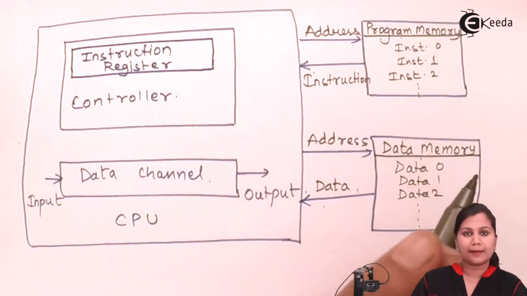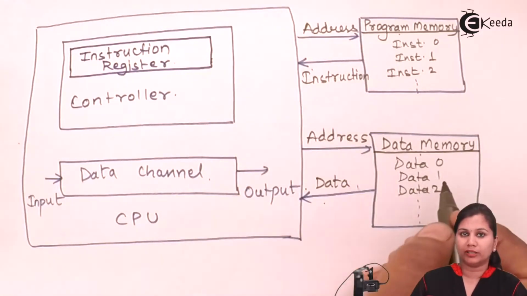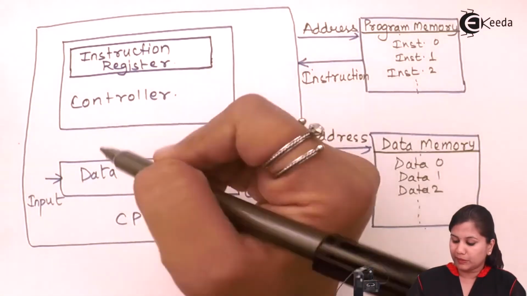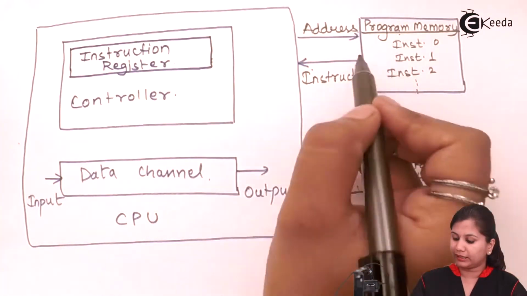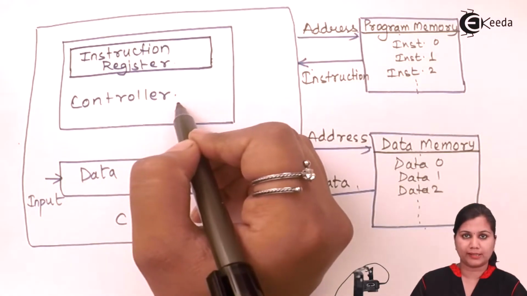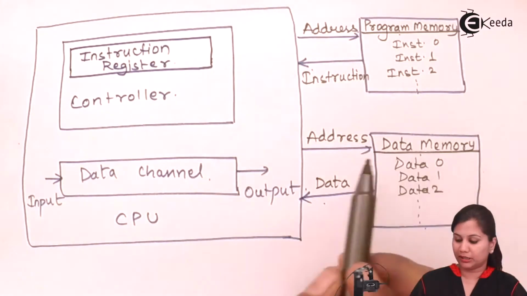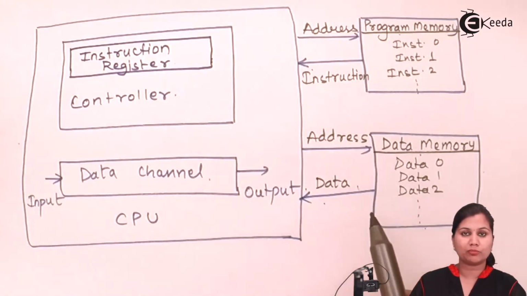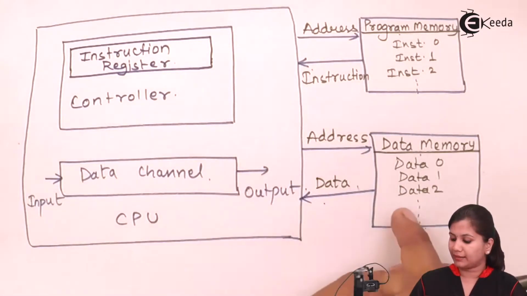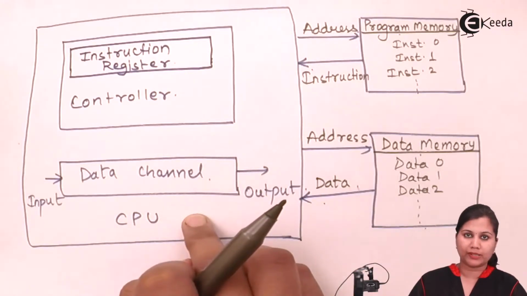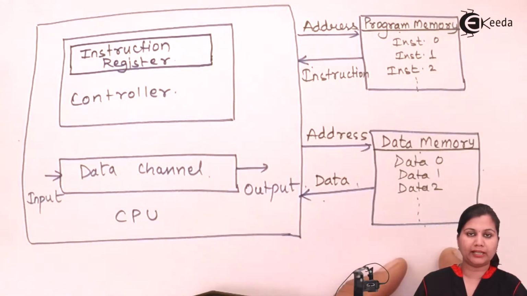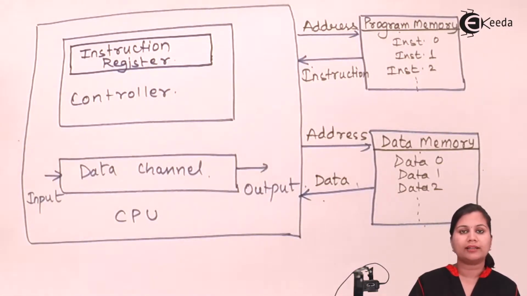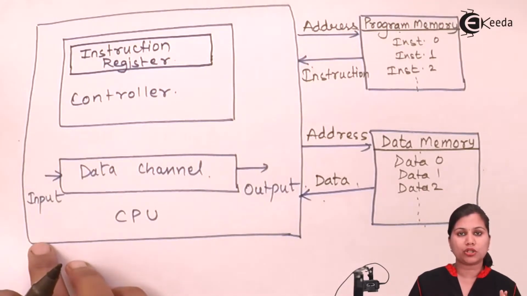You can see there are separate memories for the instruction and for the data. So the address is given by the CPU, that which instruction it wants to execute, and then that instruction will be sent to the processor. Similarly, for the data memory, it is going to send the address, that from which memory address the data is to be picked, and then that data will be sent to the processor. So Harvard architecture has separate memories for the program and data, whereas in von Neumann architecture there is a single memory which is shared by the program and the data.